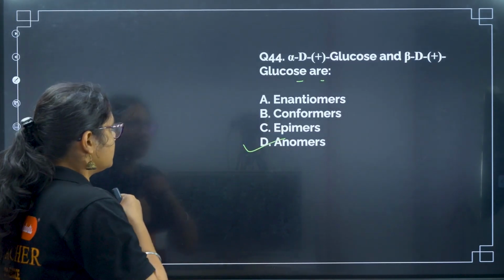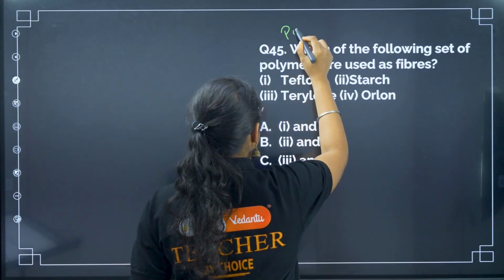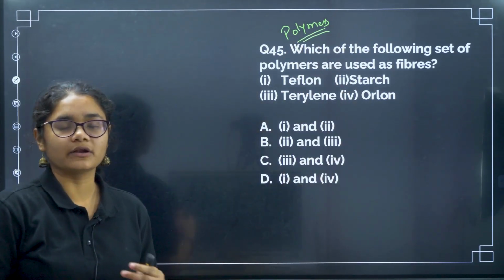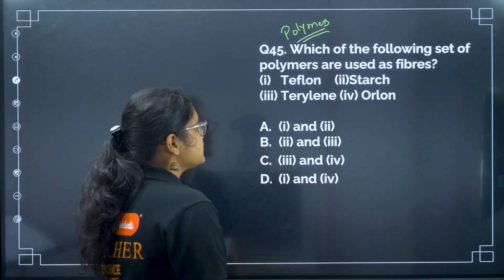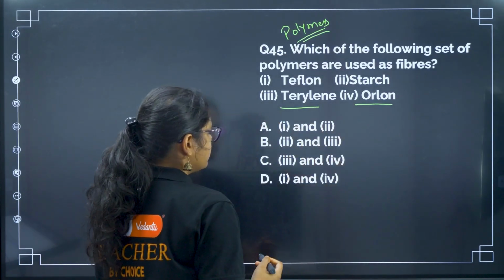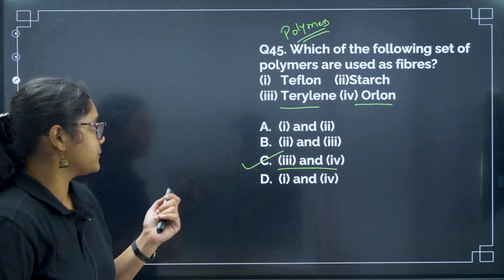Okay. Next question. So this question is from your polymers chapter, okay, which was a deleted portion. We got around 2 to 3 questions from this chapter also. So which of the following sets of polymers are used as fibers? So the correct answer is styrene and orlon. So that is 3 and 4. Correct answer for this question will be option number C.